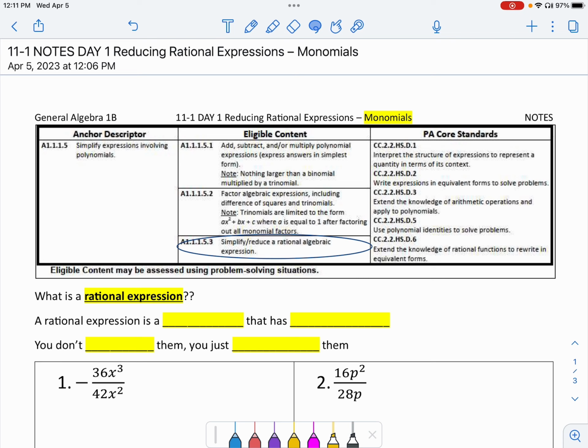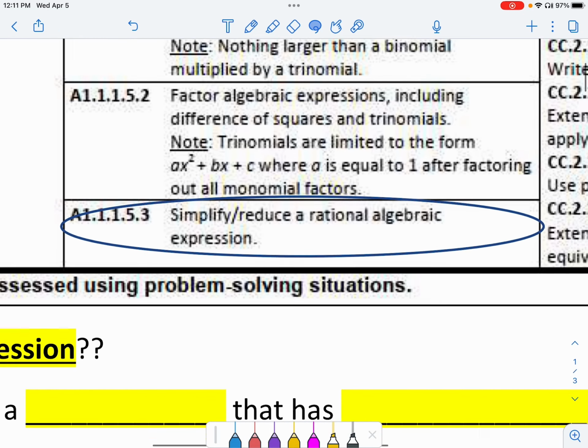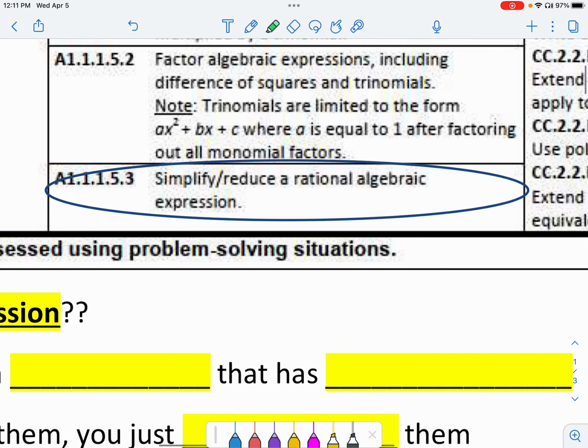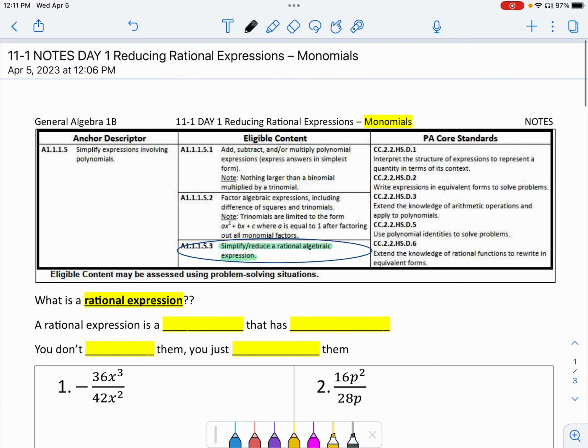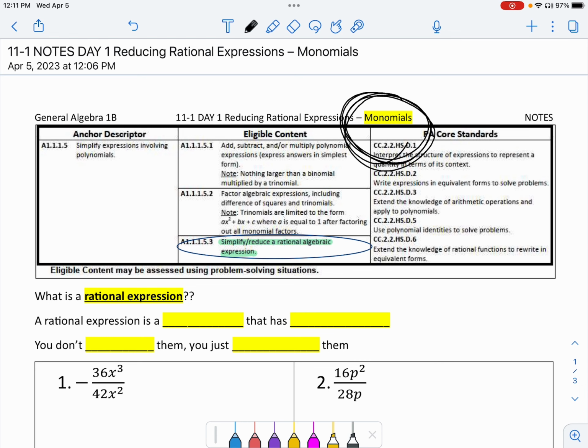It's all about rational expressions. We are not going to complete all of chapter 11 because a lot of chapter 11 is actually algebra 2. We are only going to focus on this part of chapter 11. Chapter 11 talks about simplifying and reducing a rational algebraic expression. Now, the book would have me do all of this in one day. We're going to have 3 days to go over this. I really want you to know today we're only going to be dealing with monomials, okay?